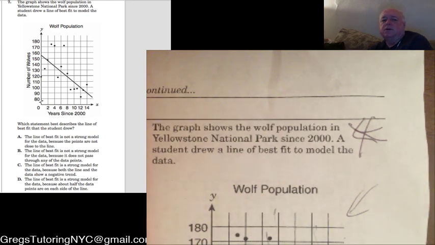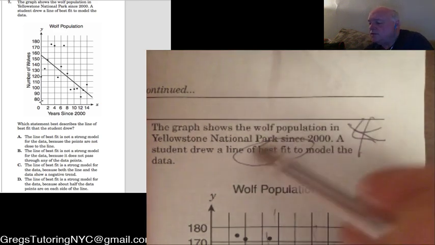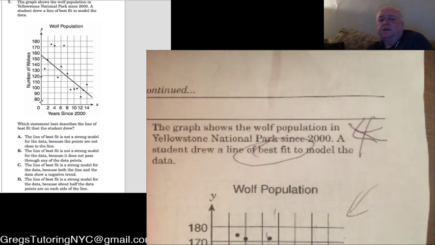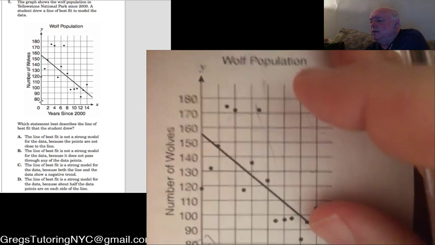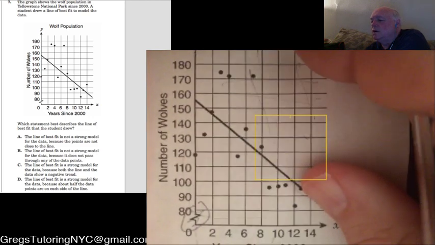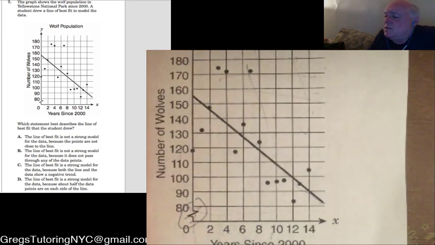So it says the graph shows the wolf population in Yellowstone National Park since 2000. Okay? A student drew a line of best fit to model the data. So what is that thing? What is a best fit line? Okay? Well, first of all, you should know this is called the scatter plot. If you don't, you need to go look up these things. Look up best fit, line of best fit, and look up scatter plot and start figuring it out about this.